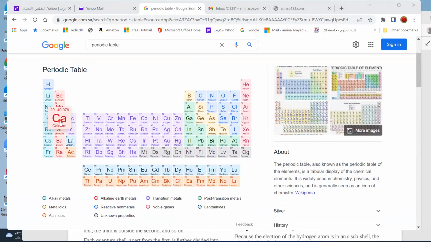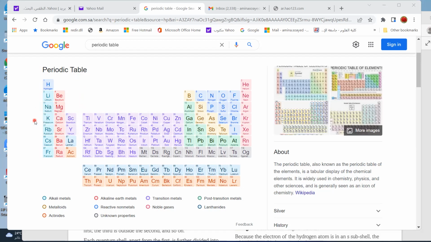We will see that we stopped at calcium. Calcium has 20 electrons. Of course, this is the number of protons, which is equal to the number of electrons in a neutral atom. So after calcium, we will start this group, starting from scandium up till zinc. We call this the transition elements. Of course, we didn't have them in period 1, nor in period 2, nor in period 3.